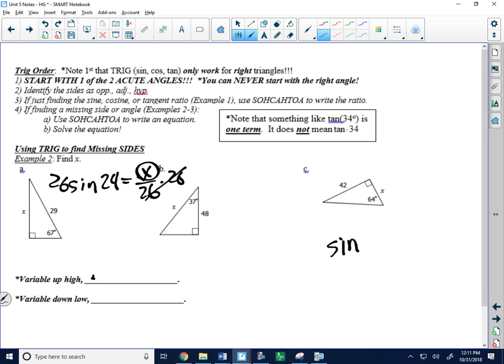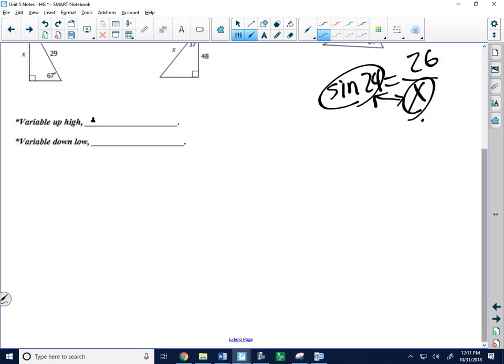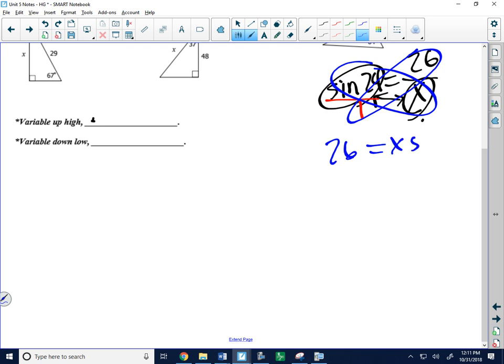Let me just switch it up here. What if it was sine 24 equals 26 over x? Variable down low. Switch your row. So you switch all of that. X is equal to 27 over sine 24. If you forget that, it's simply cross multiplying. You put that over 1. You cross multiply there, set it equal to this one, x sine 24, and then you would divide by sine 24. So if you forget, just cross multiply. That's really why the switching thing works.